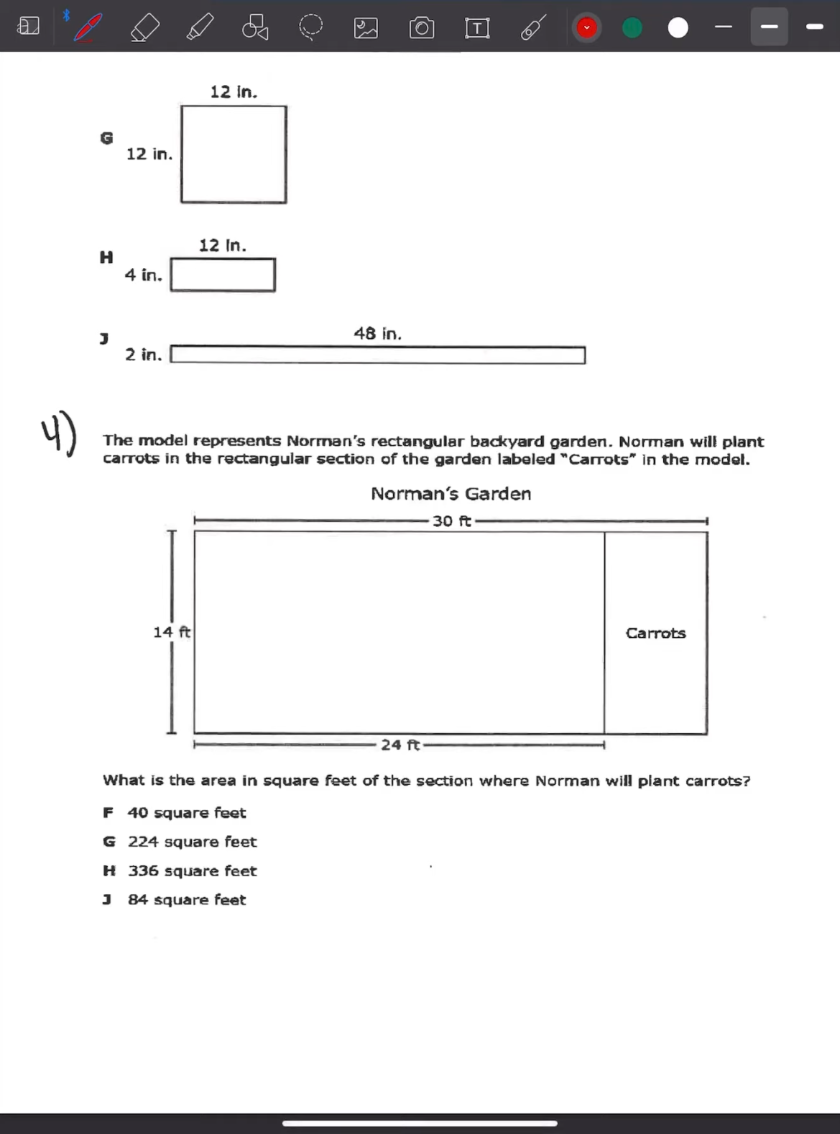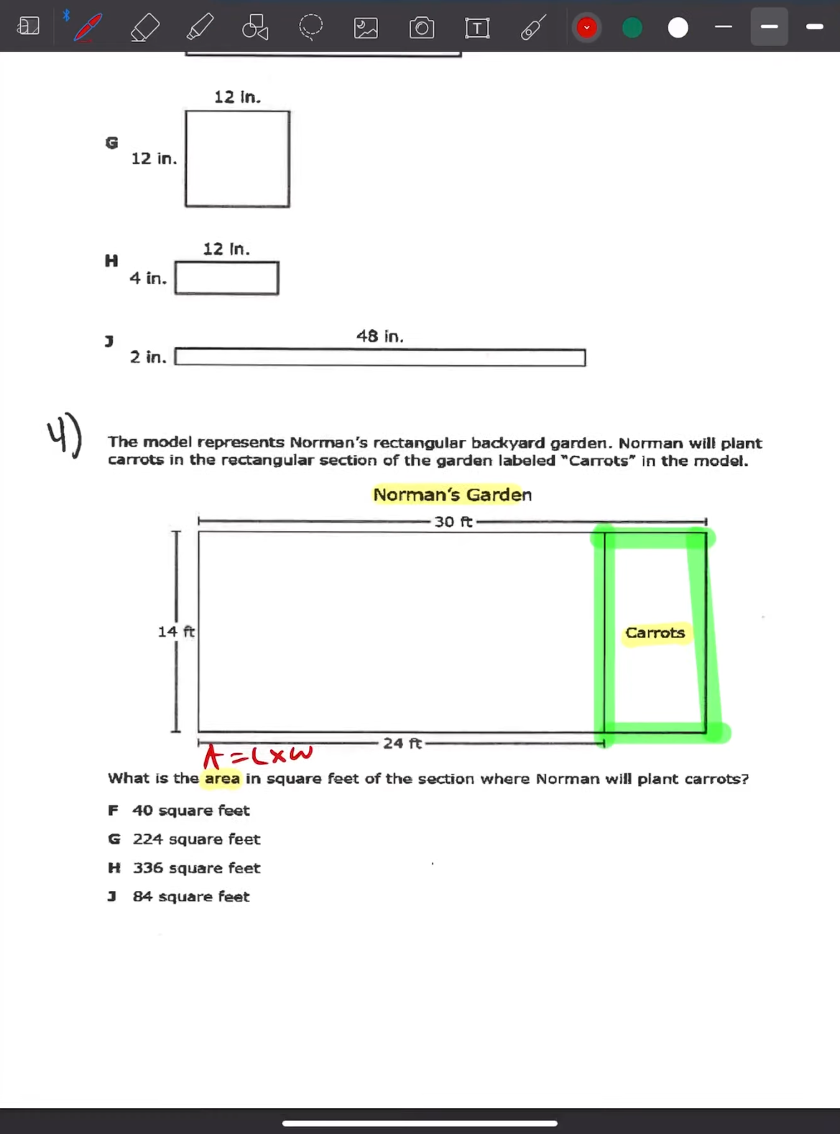On number 4, it's telling you that the model represents Norman's rectangular backyard garden. Okay, so it's talking about the garden, and it even says so here. And Norman will plant carrots in the rectangular section of the garden labeled carrots, right here. So what is the area? Okay, I know I'm looking for area, in square feet, of the section where Norman will plant his carrots. So they want us to find the area of this part that is carrots.